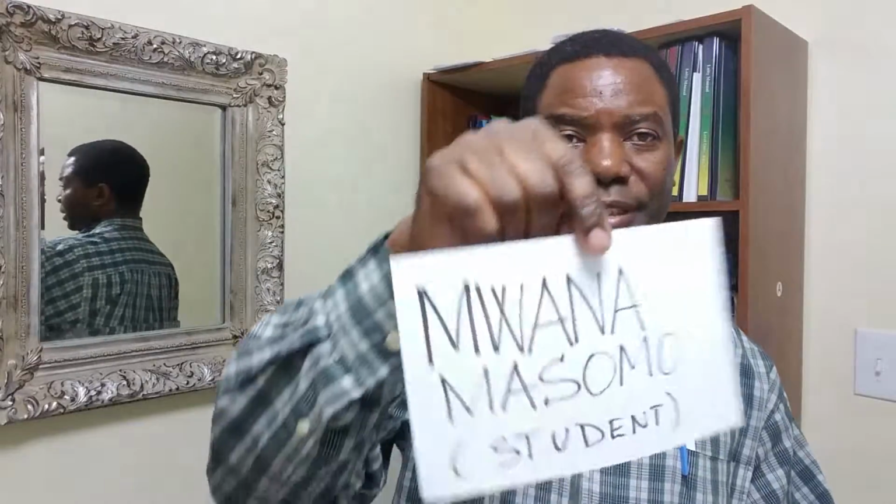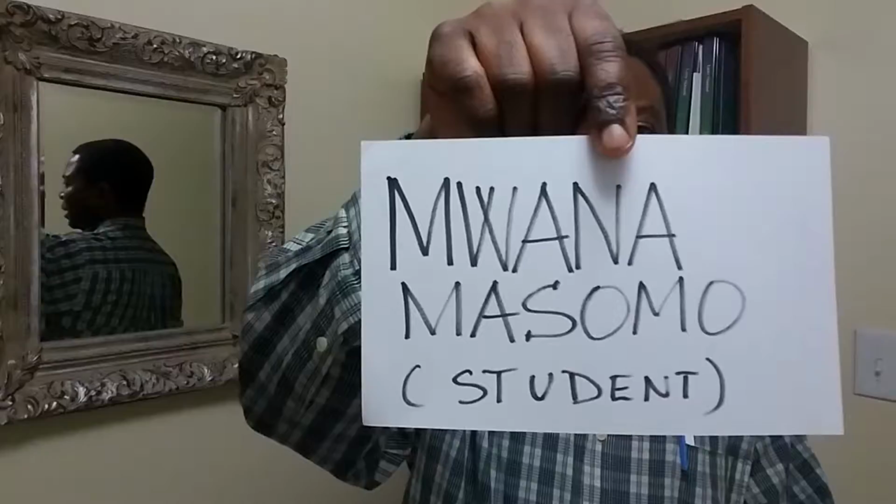We'll be going on, I think this coming week, to talk about ndine, which is the verb to have. For instance, ndi mwana masomo, I am a student. And so on. There are multiple examples we're going to go through. It's one way of learning how to speak Kiluba.